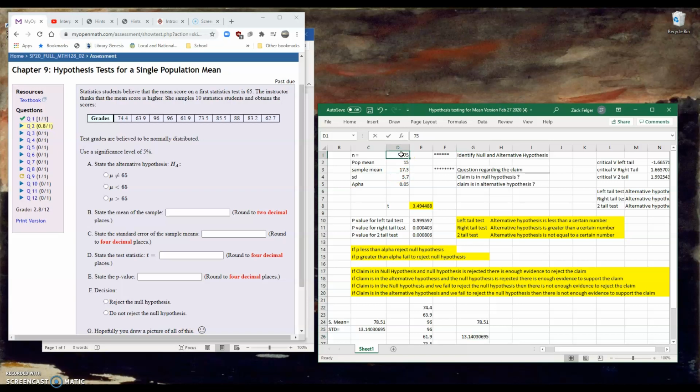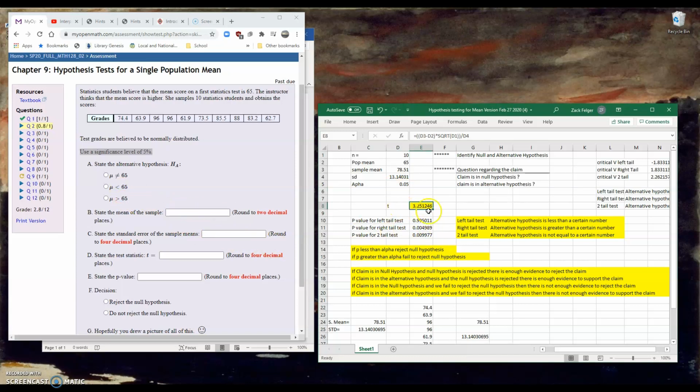So we are given a sample of 10 students. We have a population mean of 65, since that is the first statistics test sample. Our sample mean is 78.51. Our standard deviation was 13.140300695, and I just enter the full thing because I round at the end. The alpha in this case, it says to use a significance level of 5%, so we will use 0.05, hit enter, and all your statistics will come up.